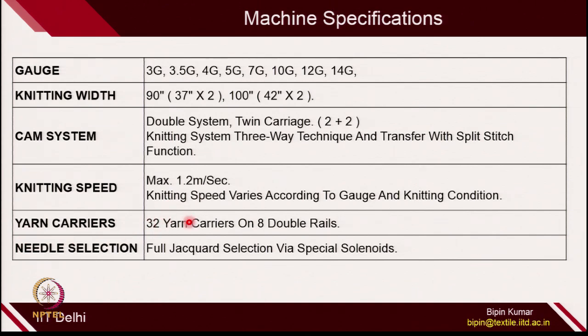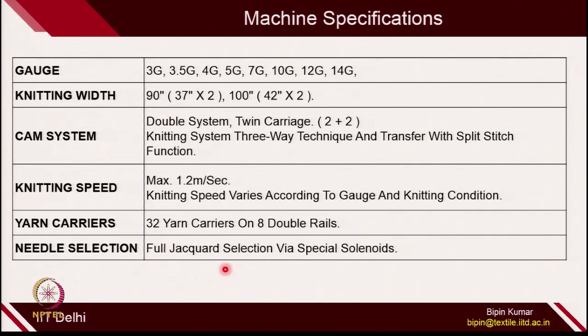Yarn carriers, so 32 yarn carriers on 8 double railing. So, railing is there on which the feeder rails actually move, and in each of these feeders you can fit up to 32 yarn carriers. So, you can imagine you can play with 32 different colors of the yarns at the same time.